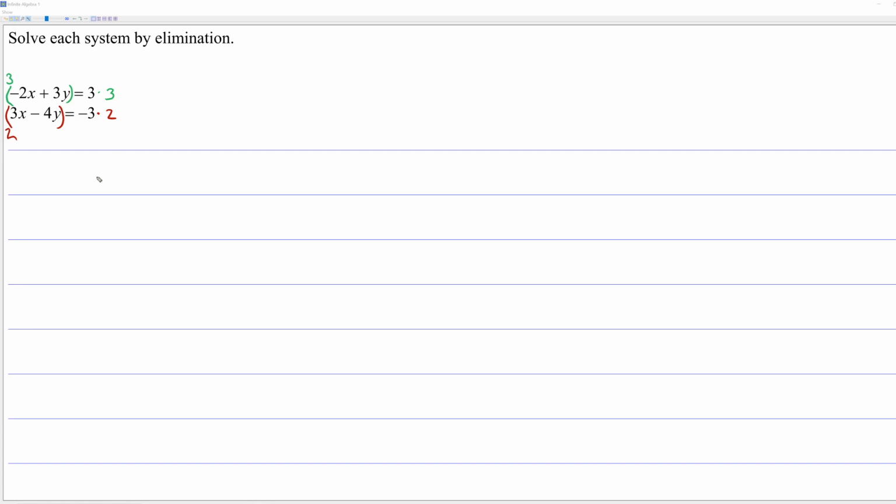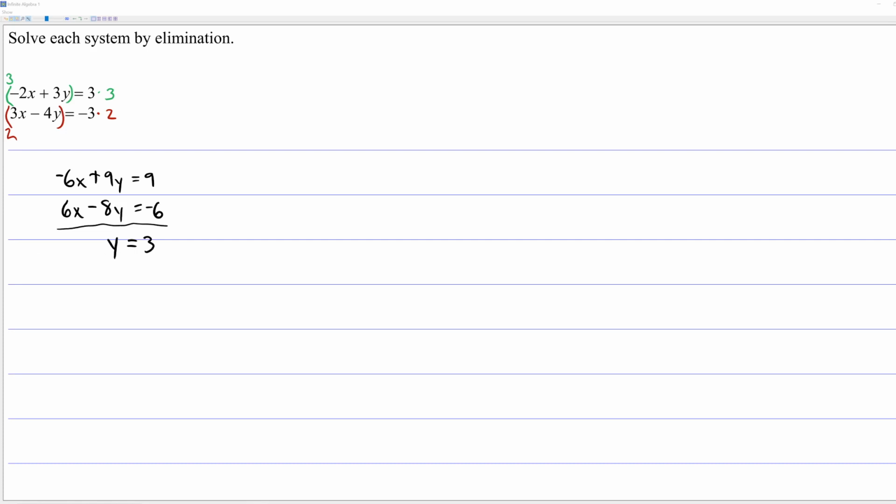So there is quite a bit of preliminary work here. Be careful that you multiply everything and be careful of minus signs. So the top equation, when we multiply by 3, we're going to have -6x plus 9y equals 9. And in the bottom equation, we're going to have 6x minus 8y is -6. And now I'll add these two equations together because the x's cancel. And luckily, 9y minus 8y, we end up with just y. 9 minus 6 is 3, so there's nothing extra to solve for y.